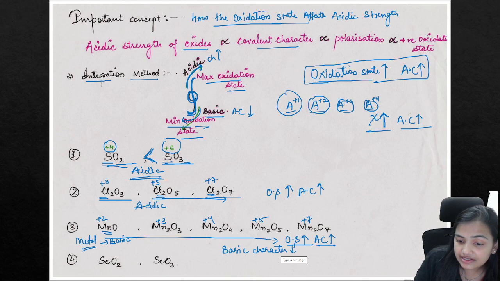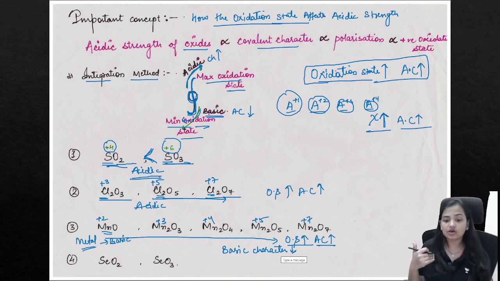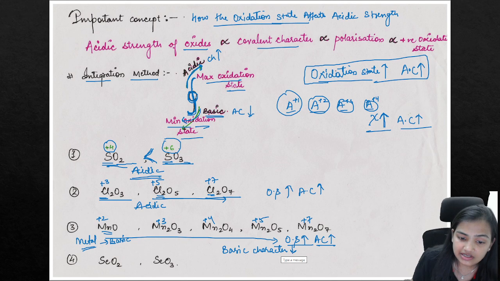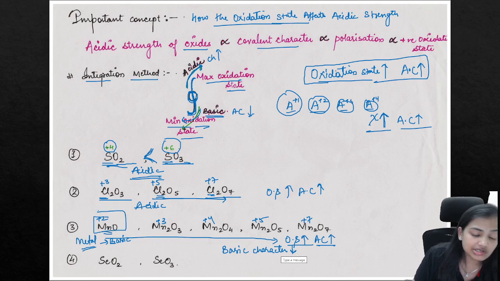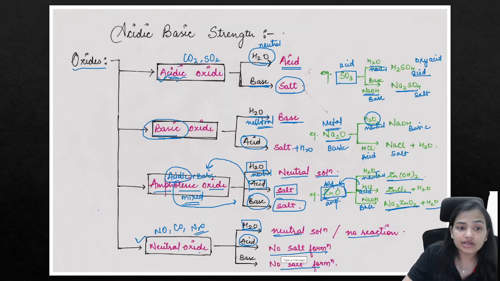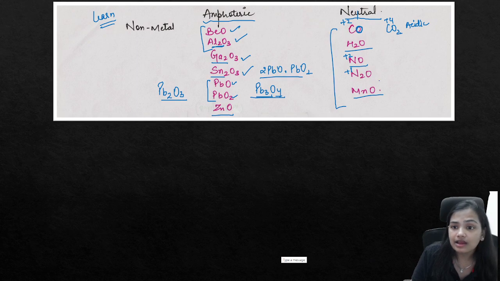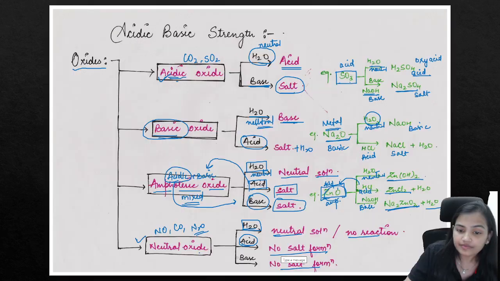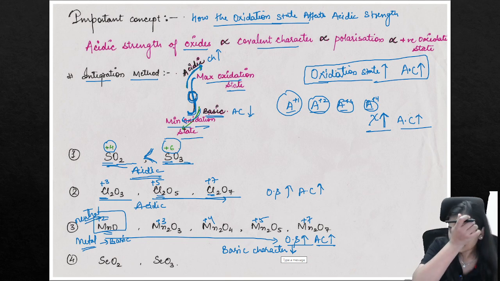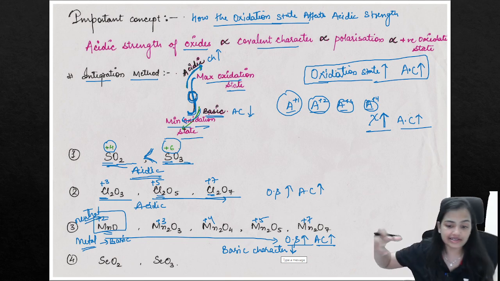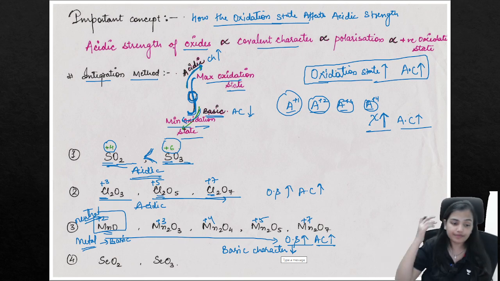We can say that basic character decreases because acidic and basic are opposite to each other. If any question asks you about the basic character, if acidic is increasing, the basic is decreasing. And here, MnO, I told you, is neutral in nature. So we are going from neutral to basic, neutral to acidic. Okay, so this is it.